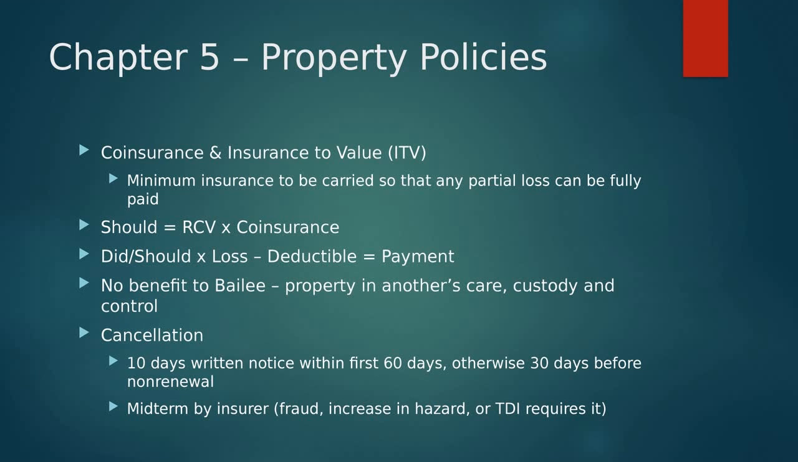Cancellation on all property policies is going to require a 10-day written notice within the first 60 days of underwriting. And then all other reasons why you would potentially have the insurance company dropping or canceling your policy in the middle of the term would be things like if there was any fraud, or if there was an increase in the hazard, or if the insurance company was having financial troubles with either reinsurance or becoming financially impaired, because the Texas Department of Insurance will require it.